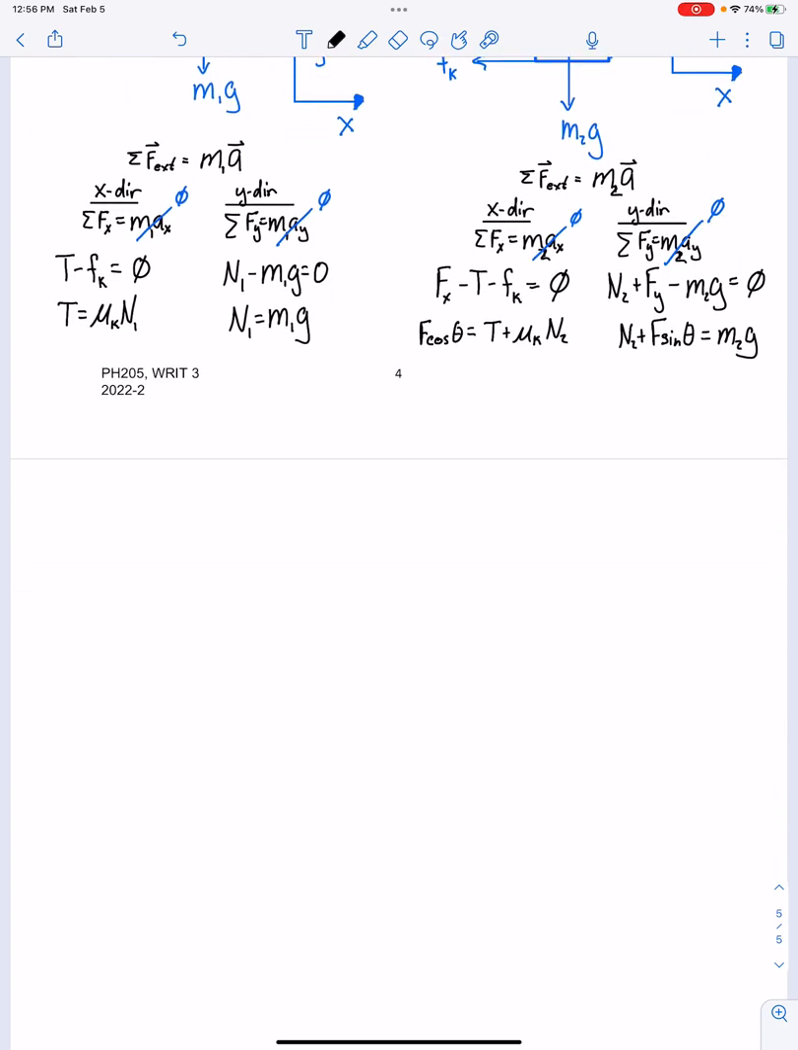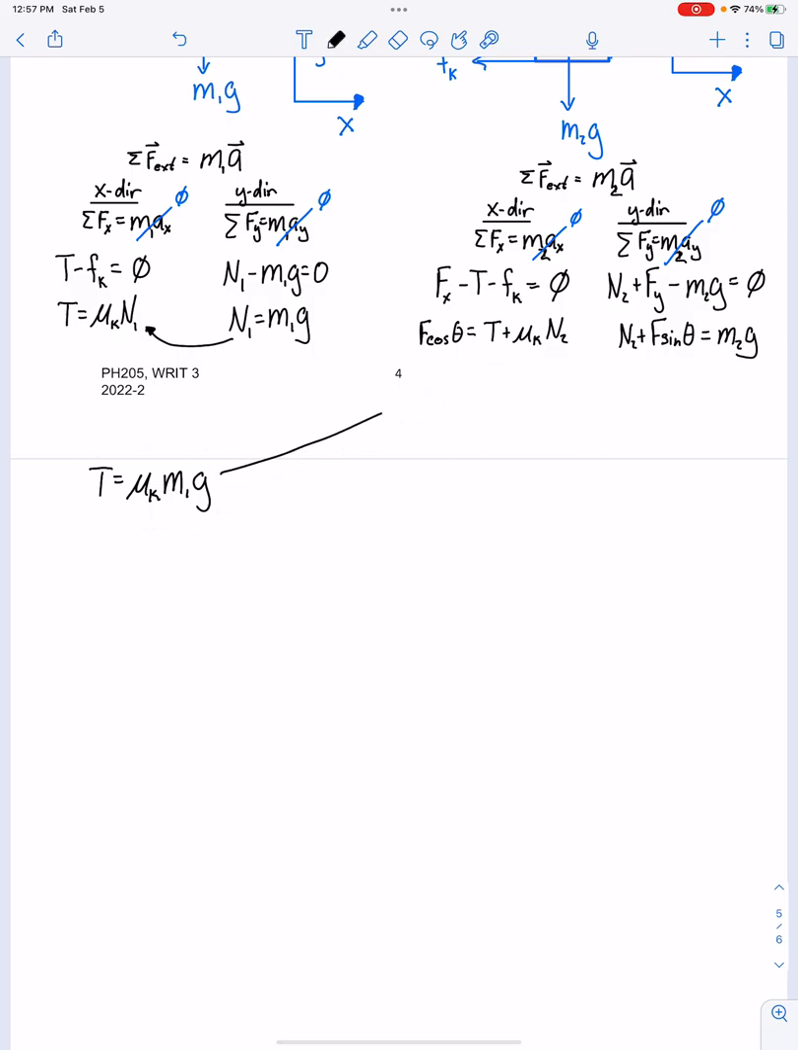We'll make it through. So we'll start by plugging N1 into T in the x direction, and we get that the tension is equal to mu sub k times m1g. We've eliminated one of our variables. That's the key: always solve these equations for the thing you want to get rid of and then plug it in. So we want to get rid of T. We've already solved for T, so let's plug that in here, and we've now eliminated T.